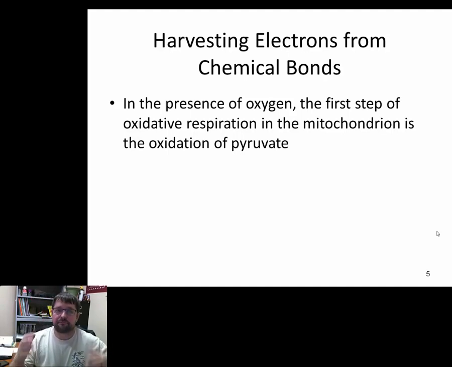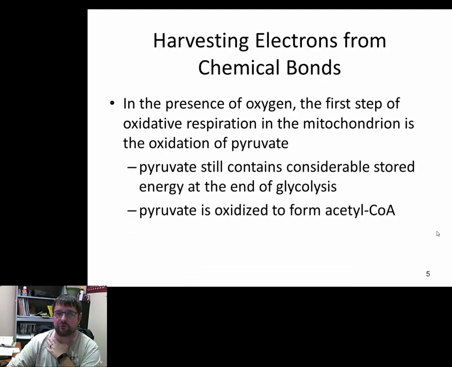Now again, after glycolysis, there are pyruvate molecules. These pyruvate molecules still have a lot of energy. Remember, there are two of them, and they're both 3-carbon molecules. So there's still quite a few bonds in there, and we can break those bonds and release the energy from them. And that is what cellular respiration does.